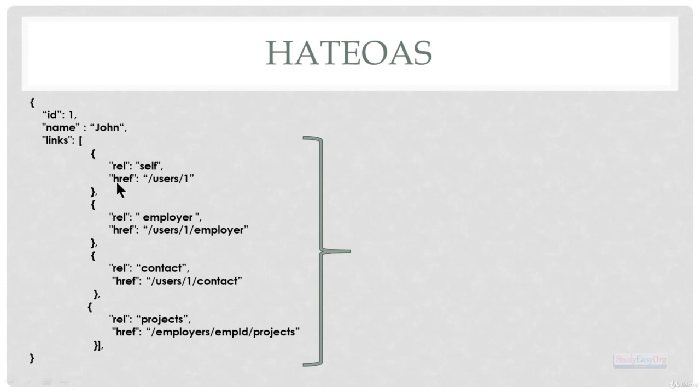So in here, if we check the self link, then it is definitely specifying that the link is based on the self resource. Likewise, we have the relationship between the employer and the self resource. We have the relationship between the contact information and the self resource. Likewise, we have the project information of employer based on the self resource. So there are multiple things, and we can provide information related to relationship and we can provide information of the link.